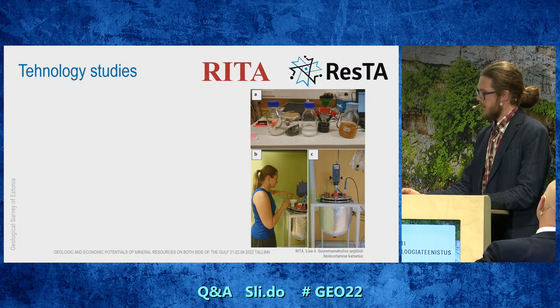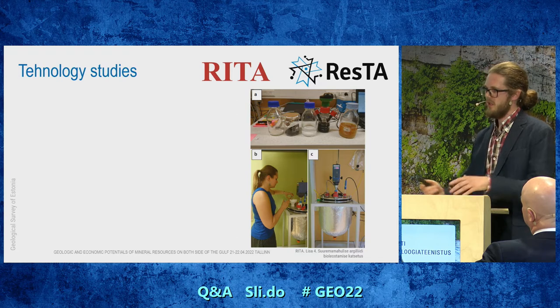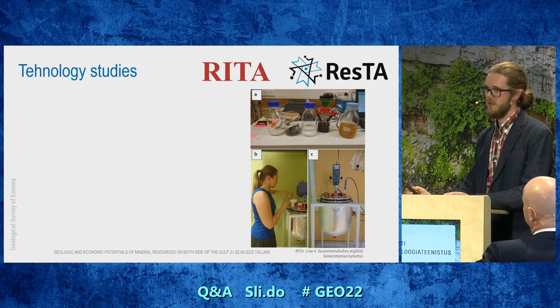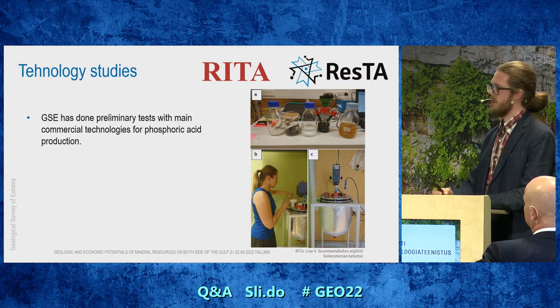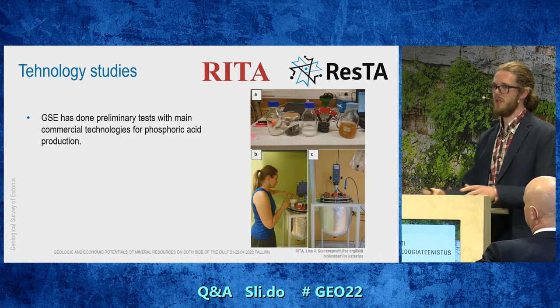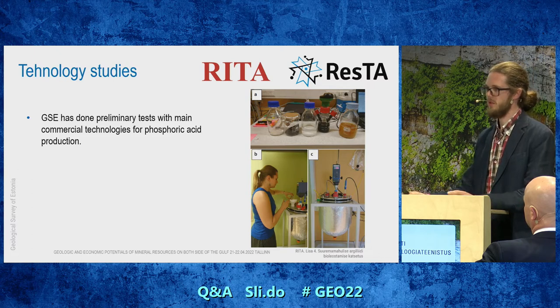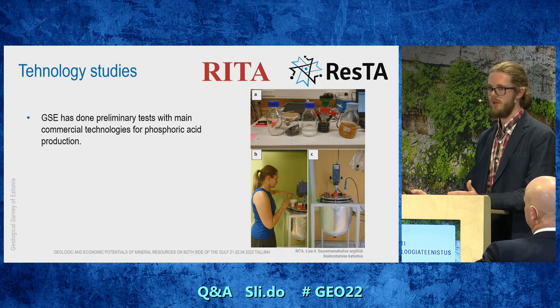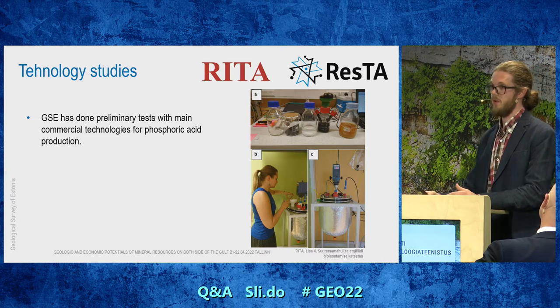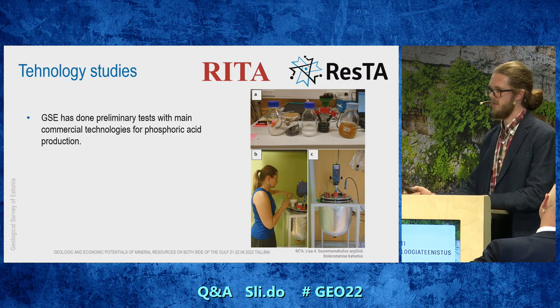The technology studies are a big subject that we are doing together with our partners, because in the Geological Survey we don't have the labs, but preliminary tests have been performed with three different approaches: sulfuric acid, hydrochloric acid, as well as the hard process. In principle, they are possible, they are feasible, but we don't know the economic part of this. This has to be investigated more.